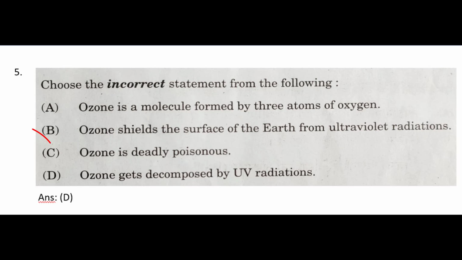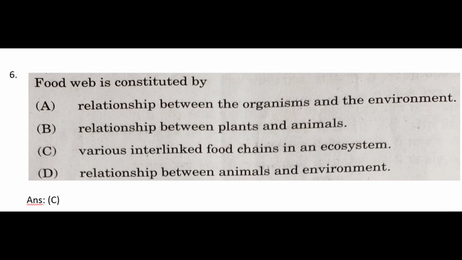Option B, ozone shields the surface of Earth from ultraviolet radiation. That is also true. Option C, ozone is deadly poisonous. That is also true. Ozone is a poisonous gas. And option D is, ozone gets decomposed by UV radiation. Therefore, the incorrect statement will be D. Therefore, the answer is D.